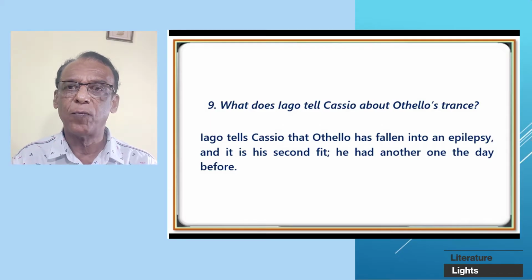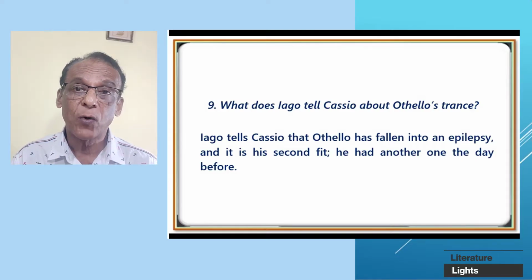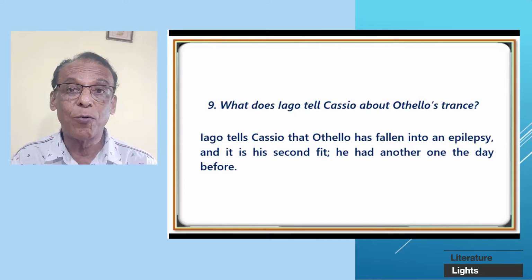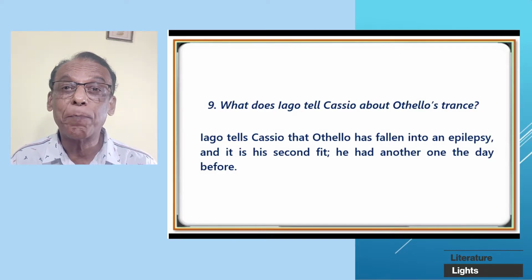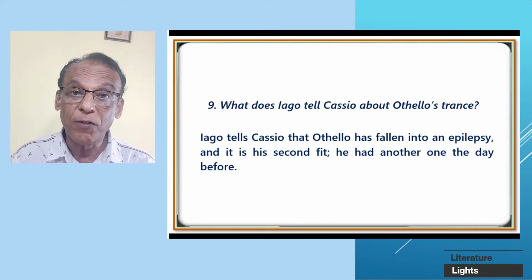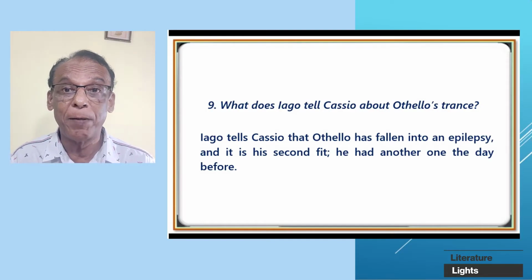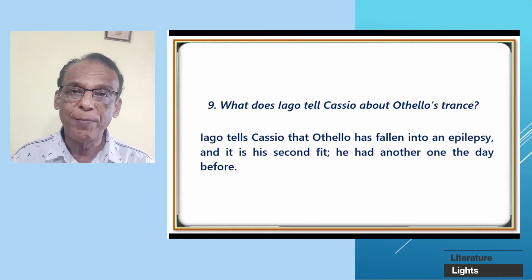Well, Othello falls down in a trance. Then Cassio comes there. What does he say? What does Iago say about that? Iago tells Cassio that Othello has fallen into an epilepsy and it is his second fit. He says that this is not the first time that he is having this epileptic fit. This is his second fit. He had another one the day before.